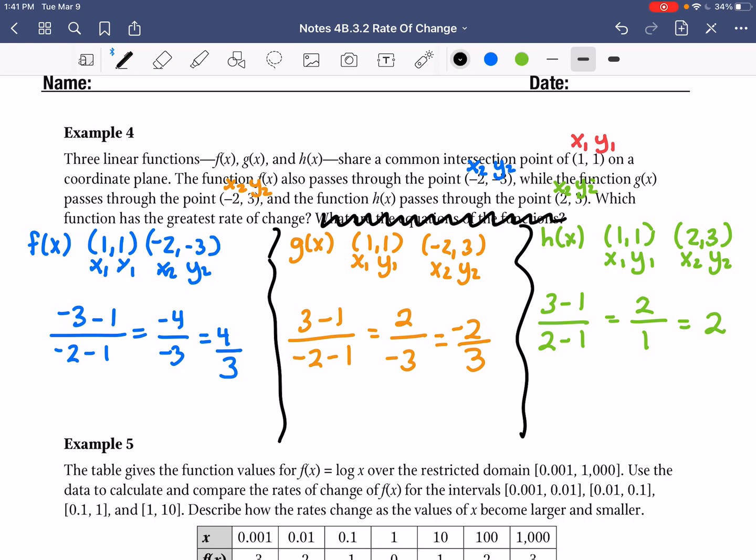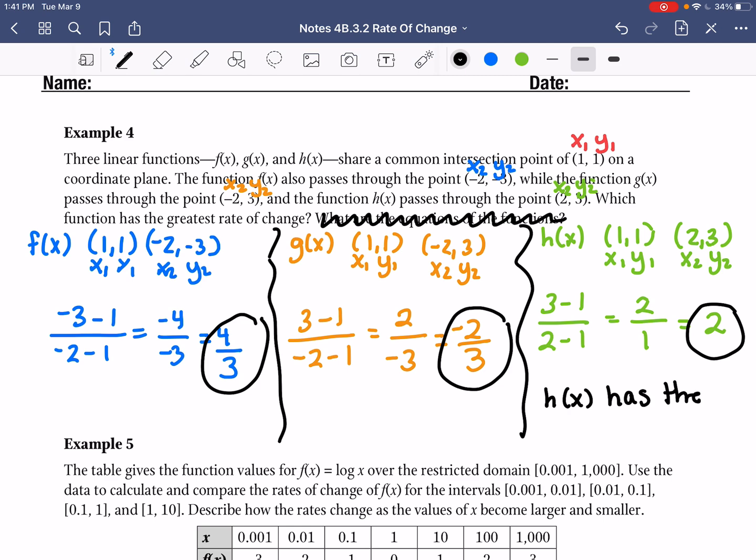So now I have to decide which one has the greatest rate of change. 4 thirds, that's like 1.33. -2 thirds, that's -0.66, or 2. Which one is the biggest? So we're going to say h of x has the greatest rate of change. All right, ROC.